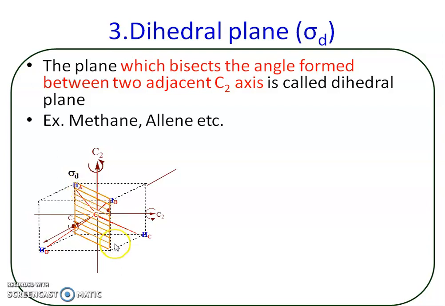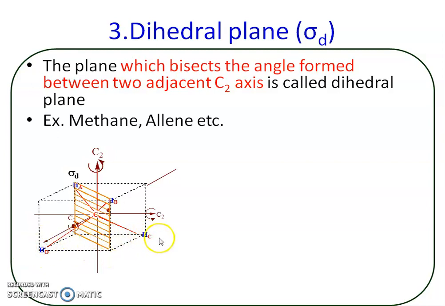Now this is again bisecting two successive C2 axes. So this is 1 and this is 2. It bisects two C2 axes. At the same time, this plane bisects the methane molecule. Especially there is a reflection of HD and HC. Their positions will exchange because this plane is at the center of these two hydrogen atoms, HC and HD.